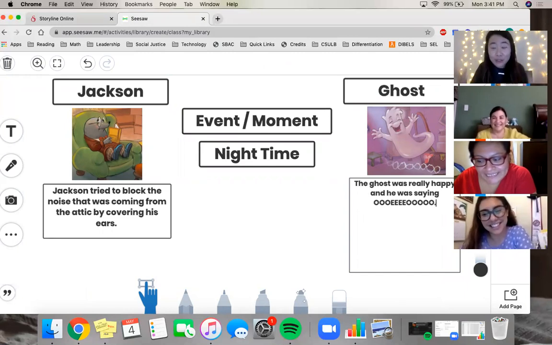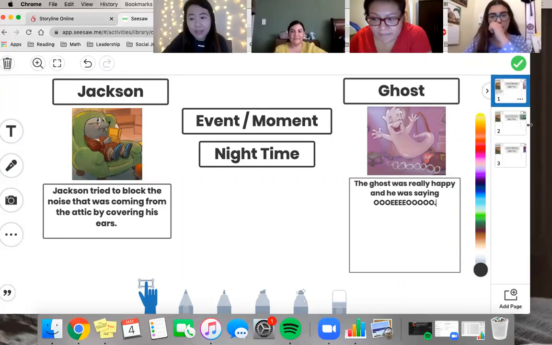Awesome. So we have two different reactions here, right? Jackson doesn't like the noise, but the ghost is making all this noise. So we know from this event, both of our characters are having very different reactions. And that's what happens in books. Sometimes characters have different responses. Awesome. So now we're going to go to the second page and continue reading.